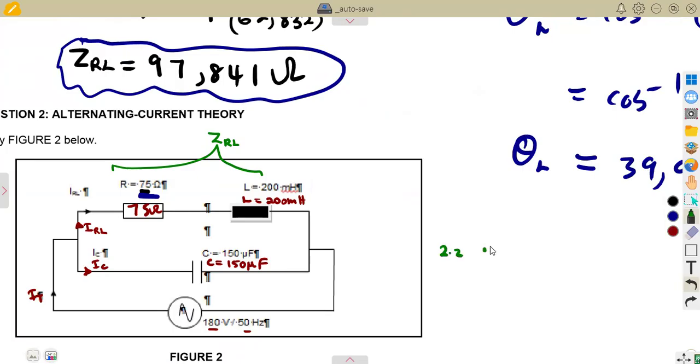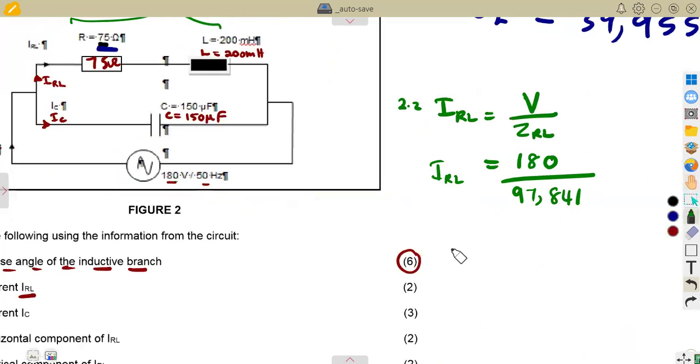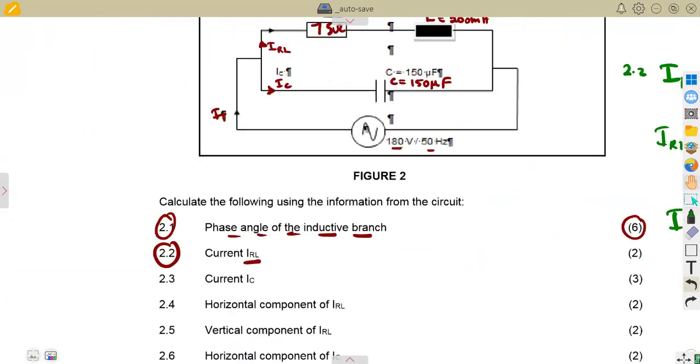All right, so 2.2, the current across the coil, which is IRL, is the voltage, because in parallel, voltage is the same. So that is V over the impedance across the coil. So the voltage, remember, 180 over this impedance, 97,841, is going to give us the current across the coil. And that was 1,8402, 3 decimal places. If you can just leave it like that. So that is the idea there.